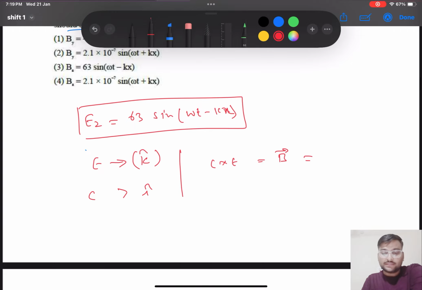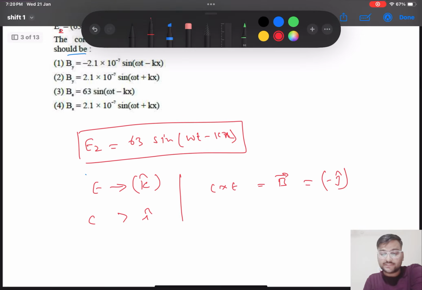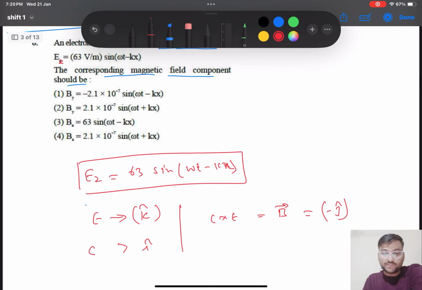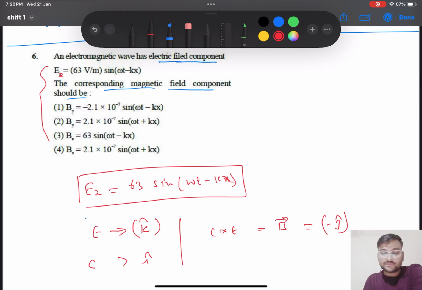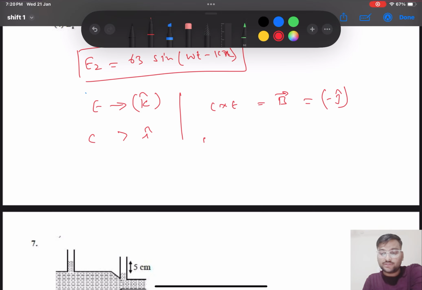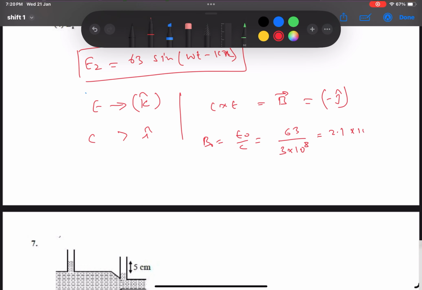So we can say the electric field is along the z axis, that is k cap. The wave travels along the i axis, and c cross E gives B, which is along the negative j axis. Option number 1 will be the correct answer here, I think.